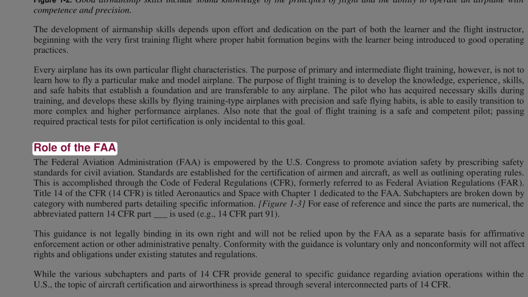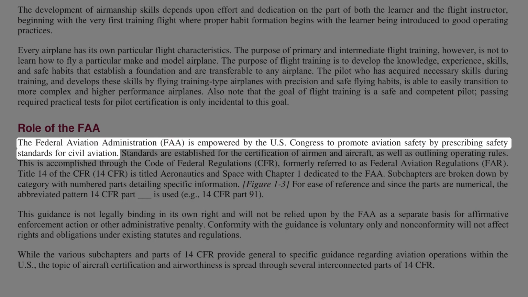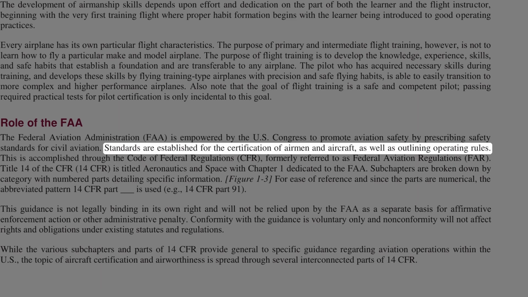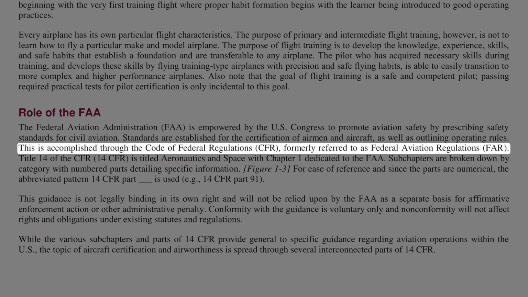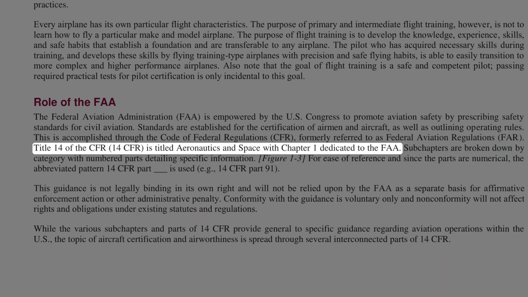Role of the FAA. The Federal Aviation Administration (FAA) is empowered by the U.S. Congress to promote aviation safety by prescribing safety standards for civil aviation. Standards are established for the certification of airmen and aircraft, as well as outlining operating rules. This is accomplished through the Code of Federal Regulations, CFR, formerly referred to as Federal Aviation Regulations, FAR. Title 14 of the CFR is titled Aeronautics and Space, with Chapter 1 dedicated to the FAA.